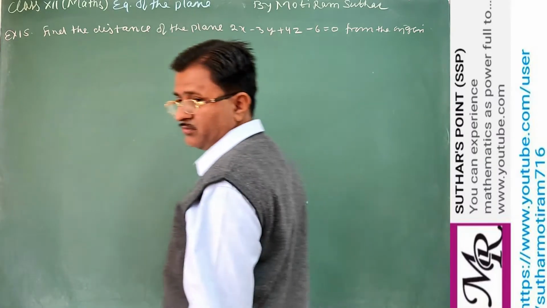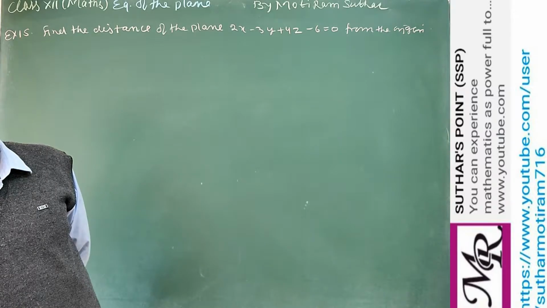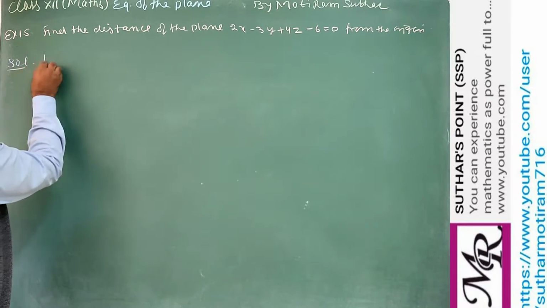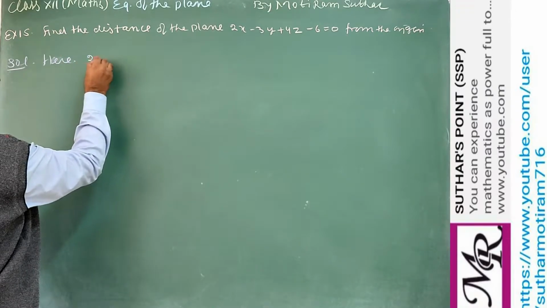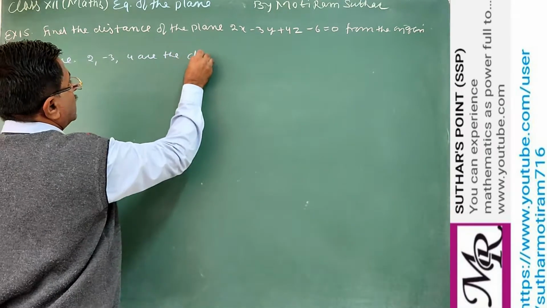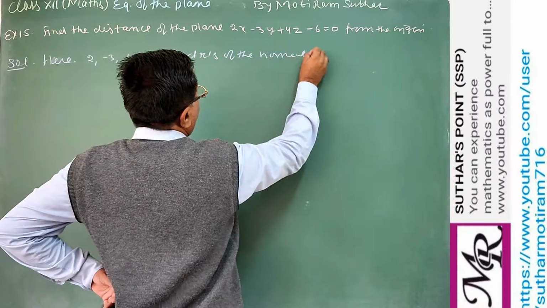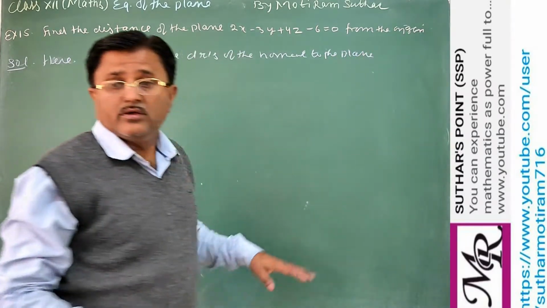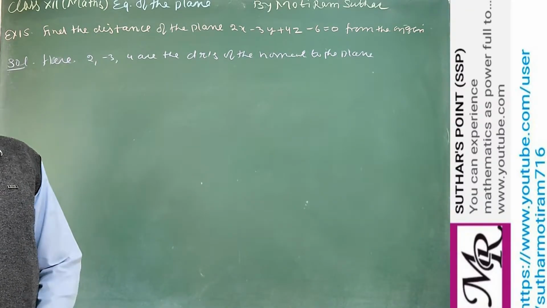The problem says: find the distance of the given plane from the origin. So we may write here in the solution: 2, minus 3, 4 are the direction ratios of the normal to the plane. Now the question says you have to find the distance of this plane from the origin.